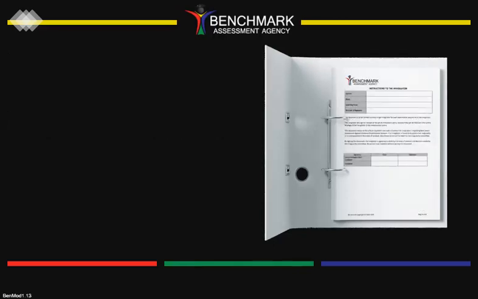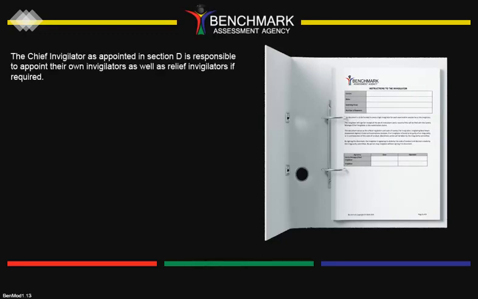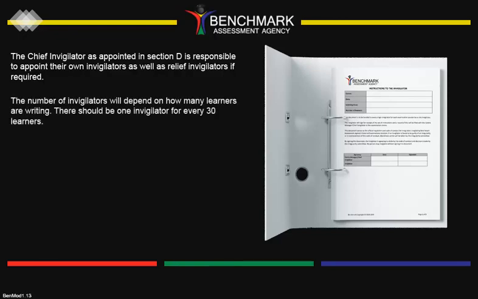Section GH starts with the instructions to the invigilator. The chief invigilator, as appointed in Section D, is responsible to appoint their own invigilators, as well as relief invigilators if required. The number of invigilators will depend on how many learners are writing. There should be 1 invigilator for every 30 learners.